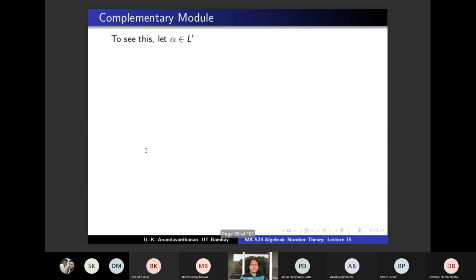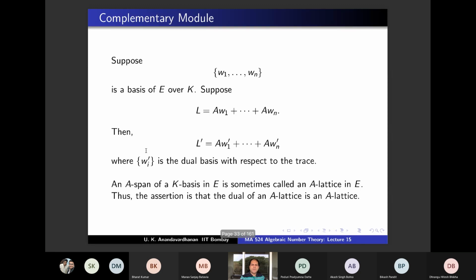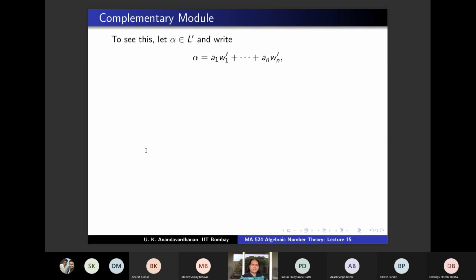And to see why this is true, it's easy. So take alpha in L prime, and I want to show that alpha belongs to the right hand side. Write alpha as a1 w1 prime plus etc. This you can of course write, where ai belong to K, because wi prime is a basis of E over K. Now you take trace of alpha Wi, and by the definition of the dual basis, this will be ai. The rest of the things will be zero.